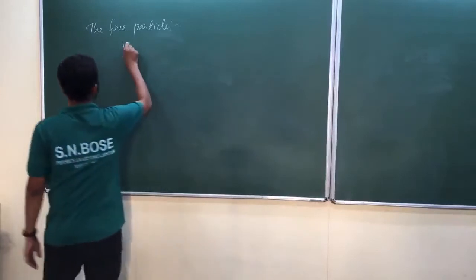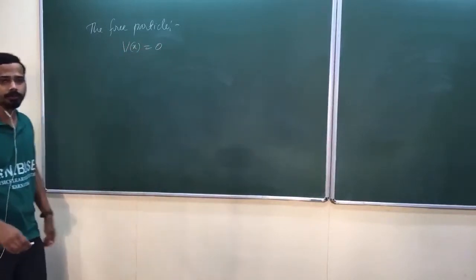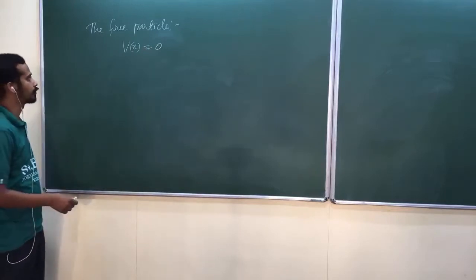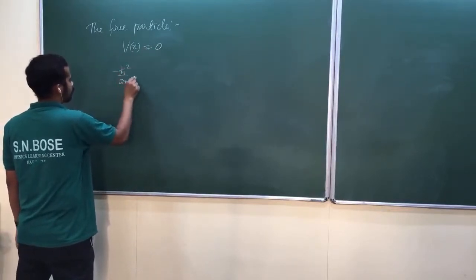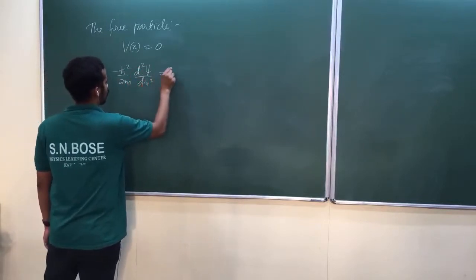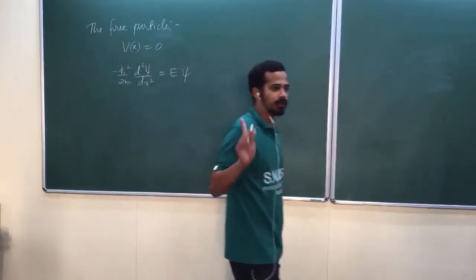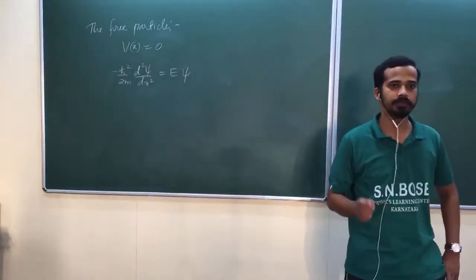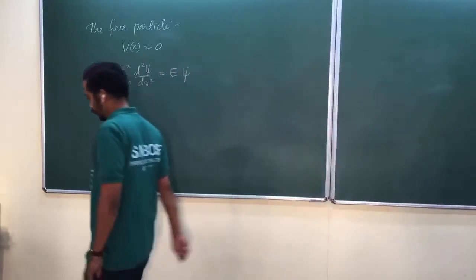Can I write it like this? V of x equal to 0 everywhere. Is that okay? So potential equal to 0, or force equal to 0. Then how do you write the Schrodinger equation? d square psi by dx square is equal to E times psi. Energy cannot be negative. Why? What is the minimum value of the potential? 0. Are you getting my point? Energy should be positive.